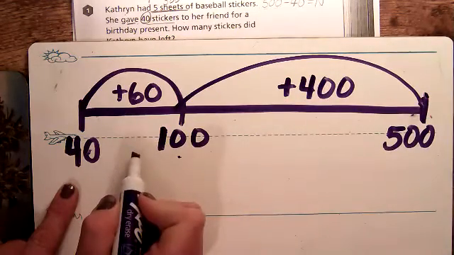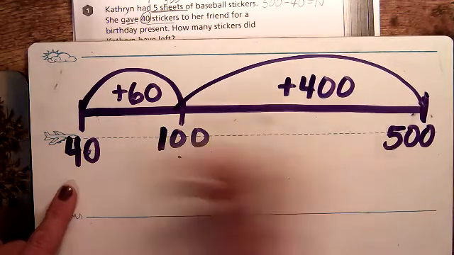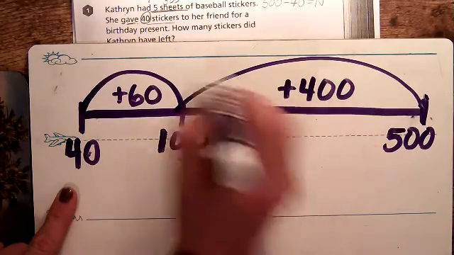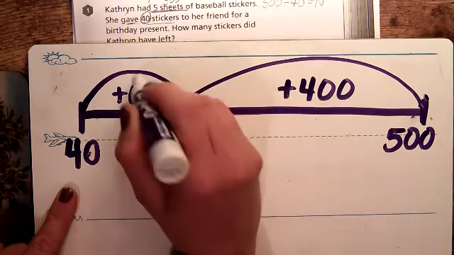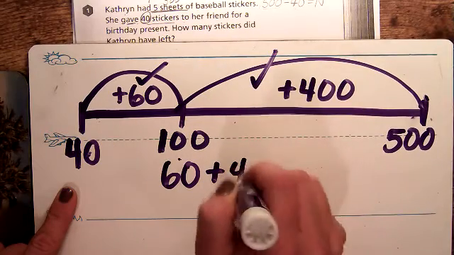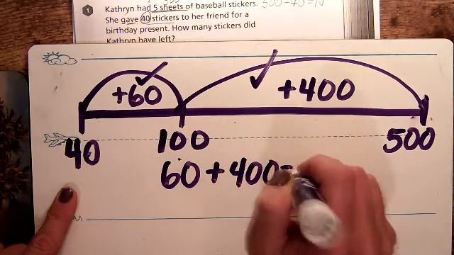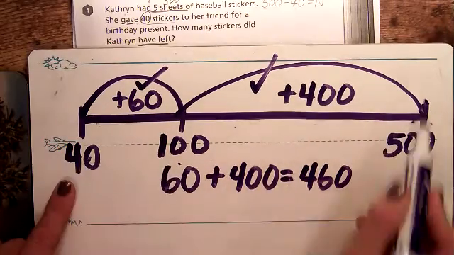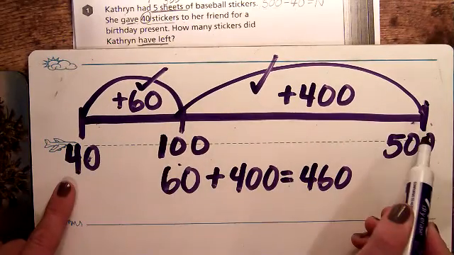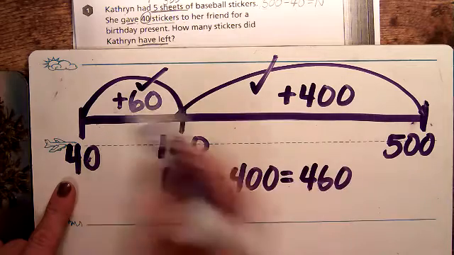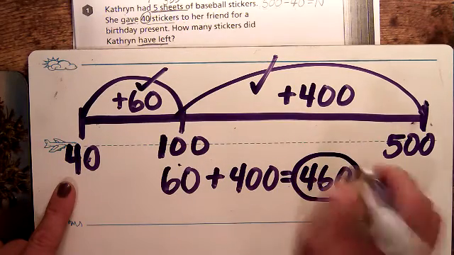Now you need to understand that I am not done. I have a very beautiful number line, but I am not done because the answer is in the jumps. So I have a 60 and I have a 400. That is how much distance it took to get from one to the other, or to go backwards from one to the other. If I go the other way, I could do the same thing. And that is my final answer.